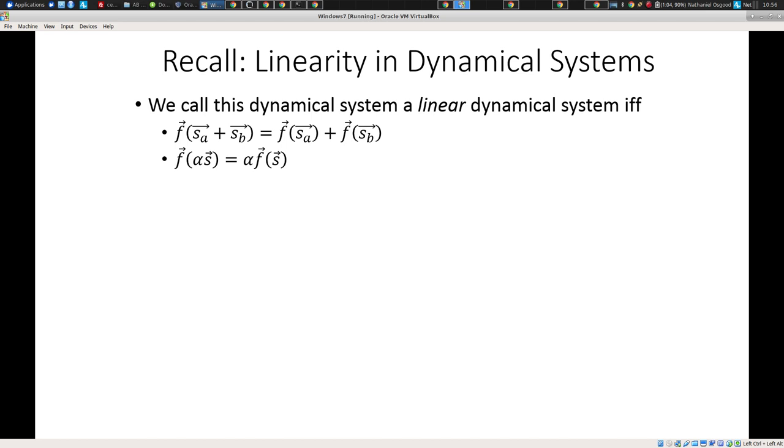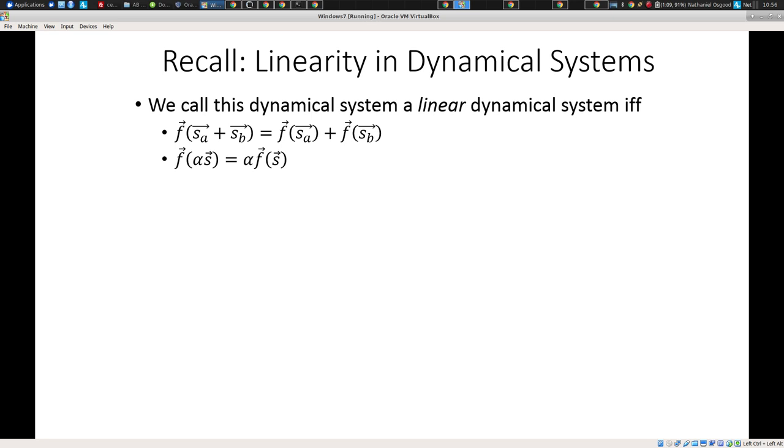Here's another property that a linear system must hold of vectors. F of alpha times some vector S must equal alpha times F of S. And what this is saying is, for example, if we have 100 infectives or 200 infectives, the response of the system to 200 infectives must be twice the response of the system to 100 infectives, right?